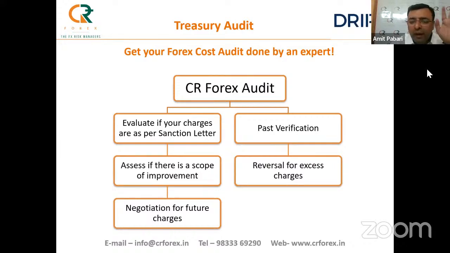In the audit, we do two things. First, we will see what kind of charges they are putting in your sanction letter. If we think that the cost, what they have written in the sanction letter, is on a higher side, then we will educate the client and then we will go and negotiate with the bank on behalf of the client. That is the first thing we do in the audit.